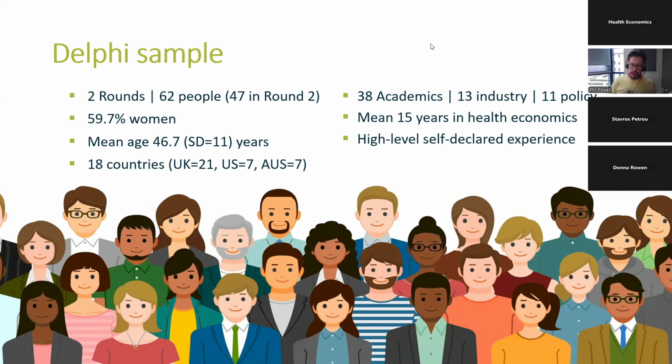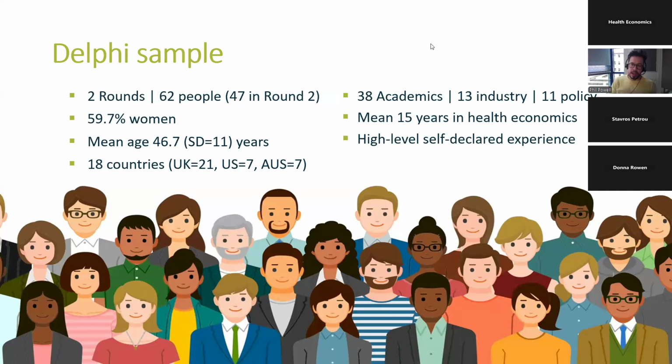You'll see there the breakdown: we had about 38 academics, 13 who identified as working in industry, and that could include not-for-profit and the charity sector as well. And then we had 11 policymaker representatives, either based at NICE or the Department of Health and Social Care in the UK. And the self-declared experience level was quite high on average.